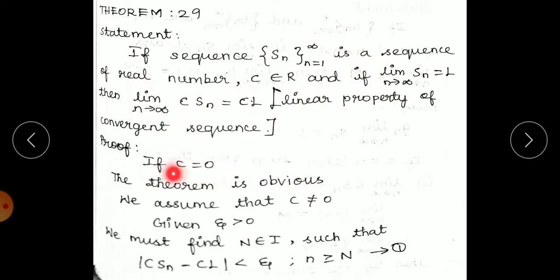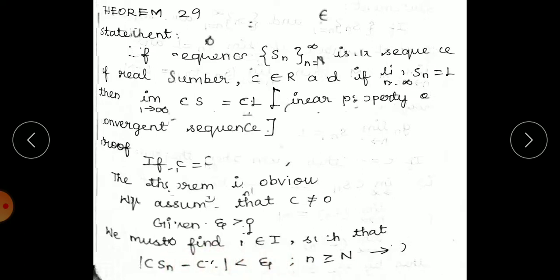Now we take the case C equal to 0. So the theorem is obvious, because the limit is 0, so obviously the theorem will be proved. Suppose C is not equal to 0. Therefore, given epsilon greater than 0, we must find N such that modulus of C Sn minus C L is less than epsilon. Take that as the first equation.